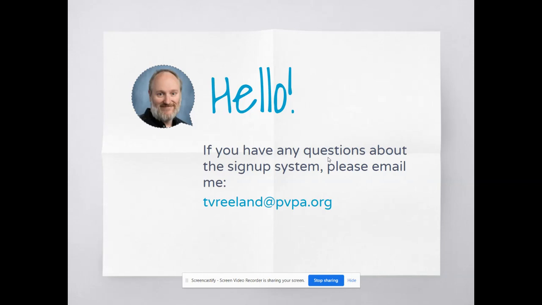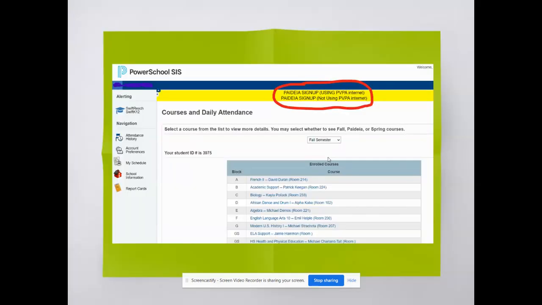Okay. Now, the way you're going to access the sign up system is either through the email that I'm going to send out to you the day before signups begin, or when you log into the portal, you should see at the top in yellow a bar that looks like this that will have links to access the system.